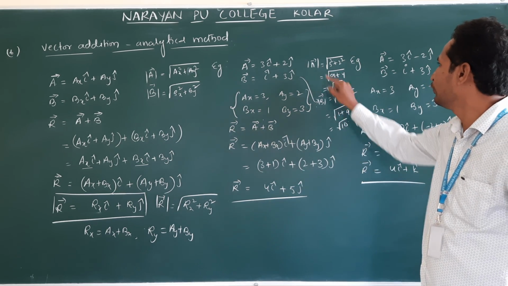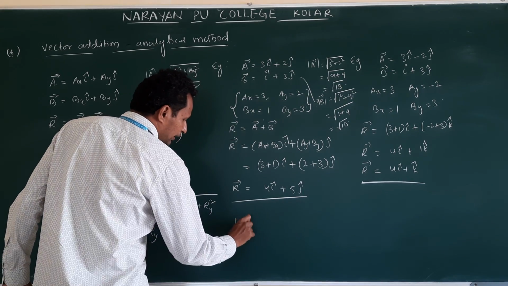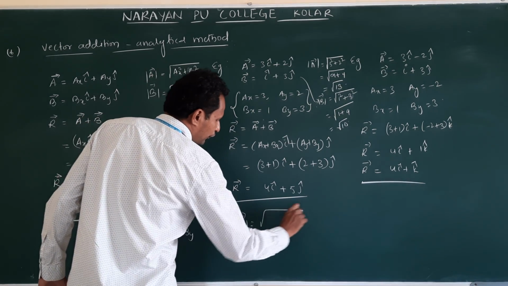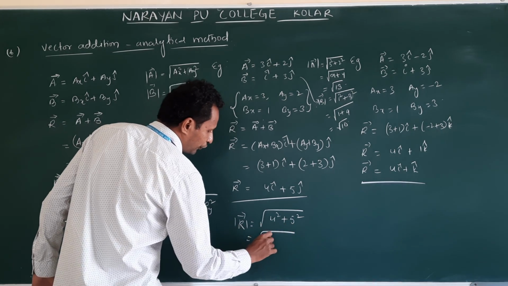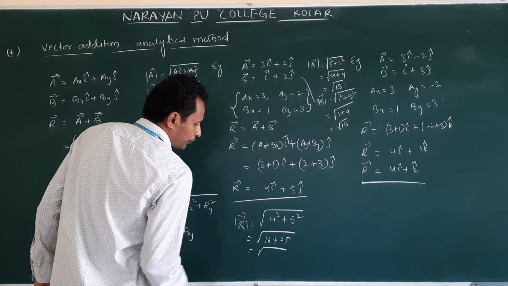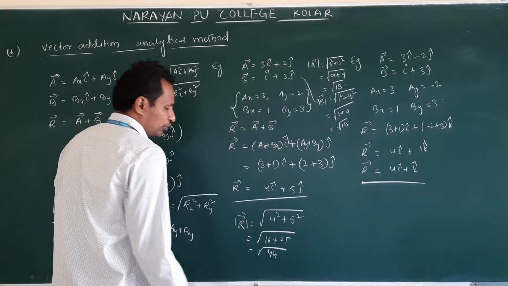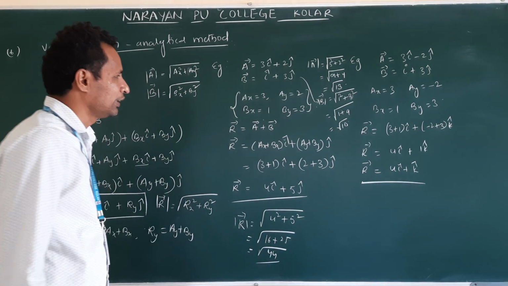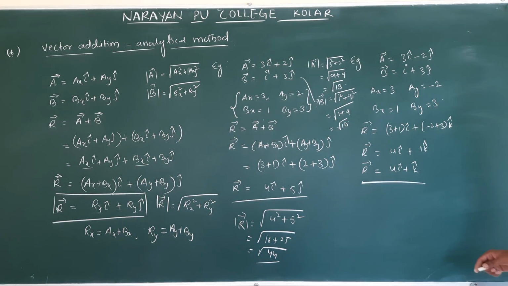These are the individual magnitudes. After addition, the resultant magnitude is under root of 4 square plus 5 square. Then this is under root of 16 plus 25. Under root of 16 plus 25, 41. No need to find the root values again. Up to here, okay. Now for this vector, what is the magnitude?